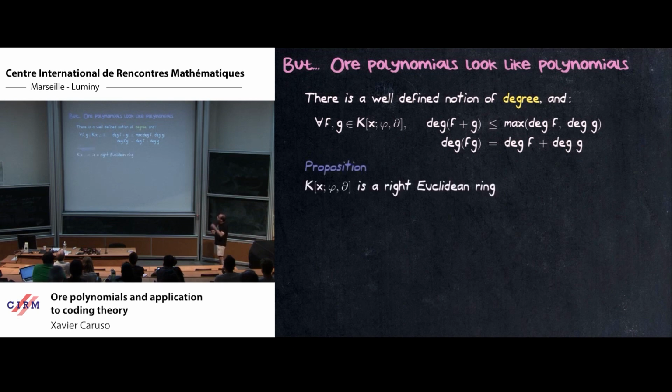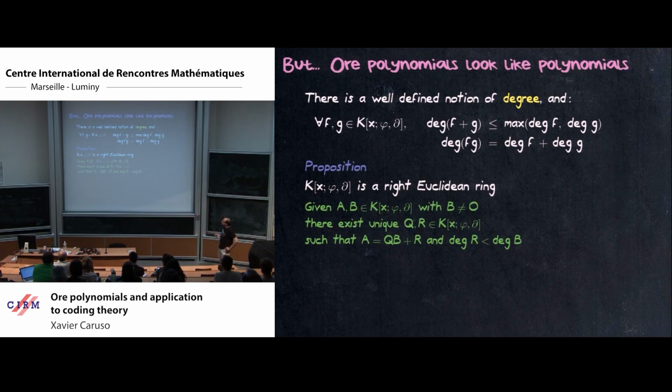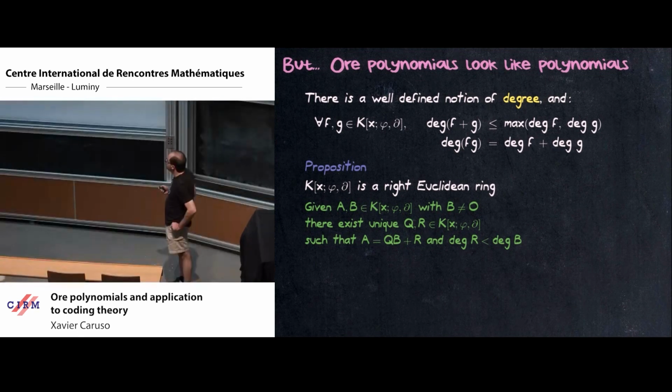Maybe something a little bit more unexpected is that this ring of Ore polynomials admits right Euclidean division. So it's just this. If you have a and b, two Ore polynomials with b non-zero, then you can write a equals qb plus r for q and r two Ore polynomials, which are uniquely determined with this condition and the fact that the degree of the remainder is strictly less than the degree of the divisor. So a standard fact, except that you have to be careful that you really have to write a equals qb plus r and not a equals bq plus r, otherwise it's false.